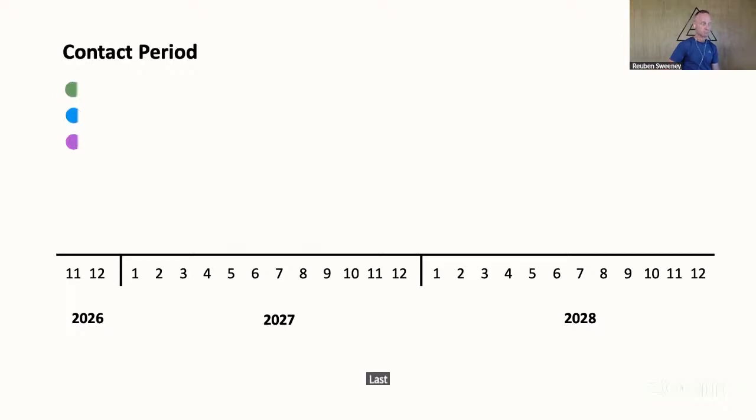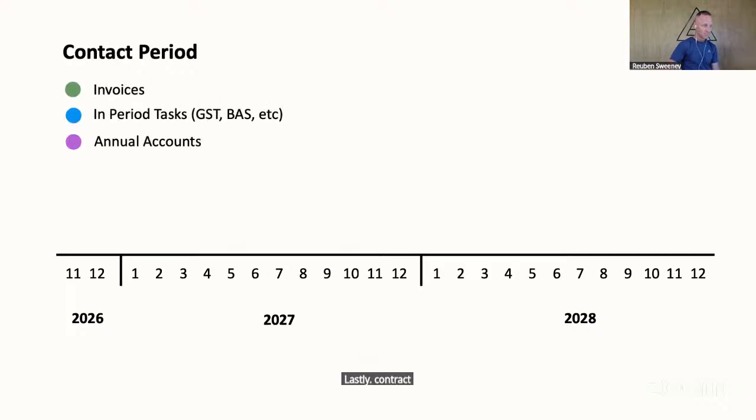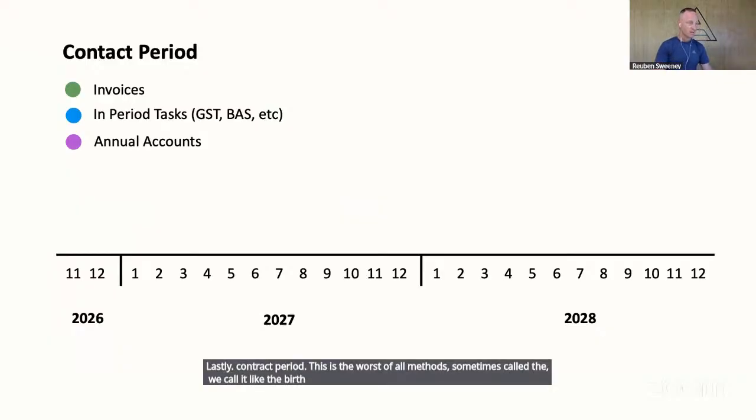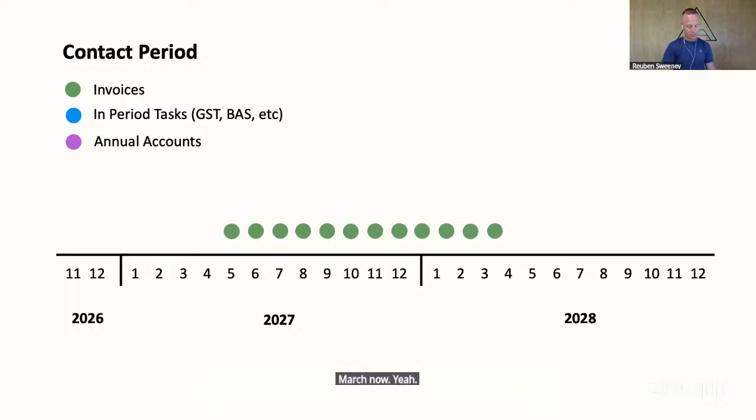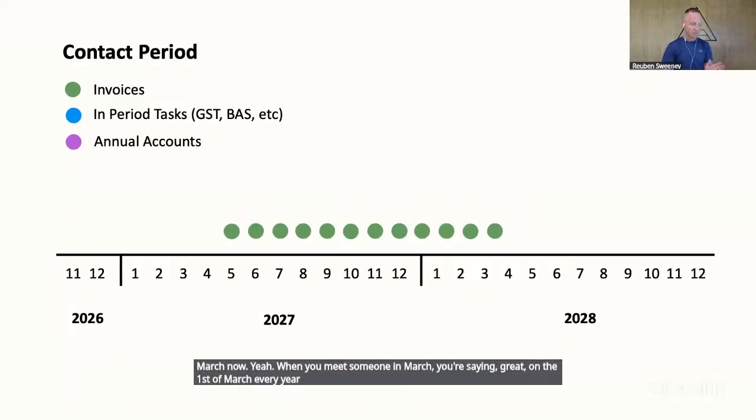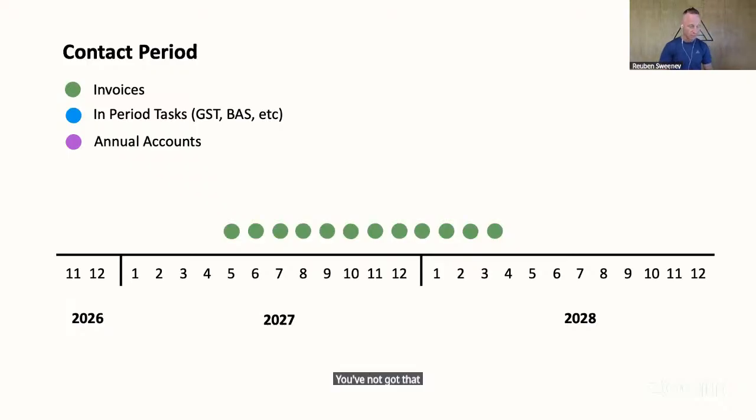Lastly, contract period. This is the worst of all methods, sometimes we call it the birthday method or the contract period method. When you meet someone, what are we in today? March now. Yeah, when you meet someone in March, you're saying, great, on the 1st of March every year, you're going to start paying me monthly today. And on the 1st of March or the end of February every year, we're going to renew that engagement. And that starts off real well when you're starting out as an accounting practice because you've not got that many clients.